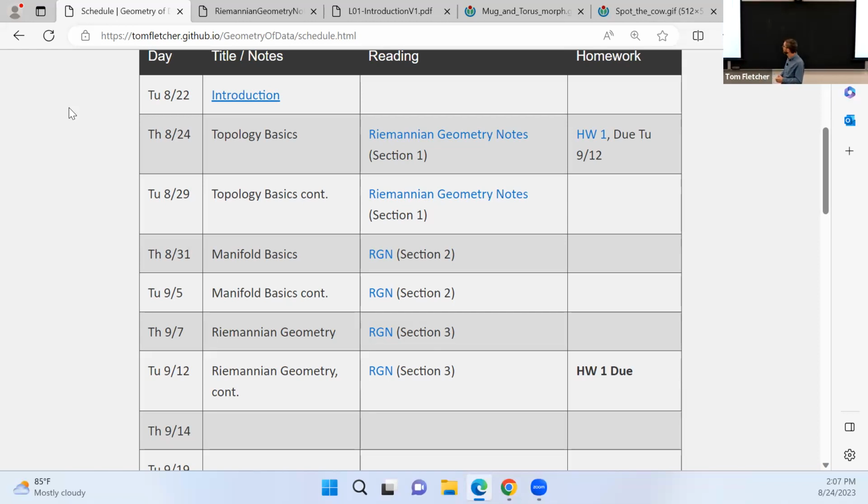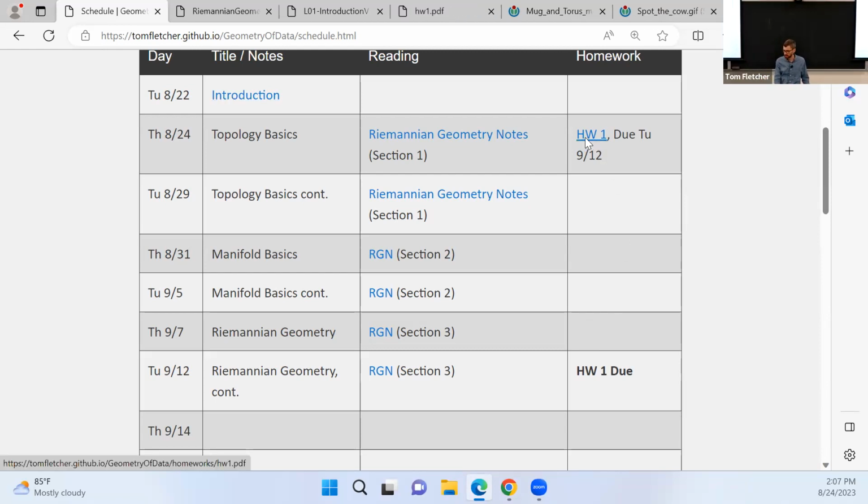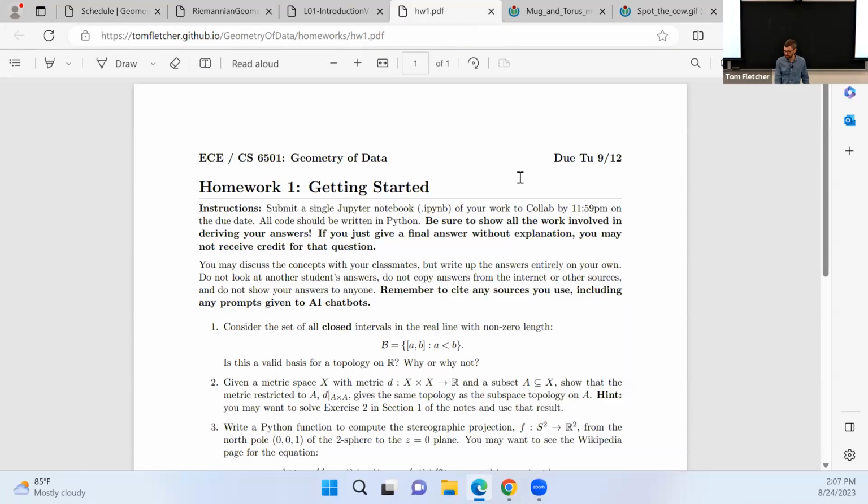The next thing to point out is that homework 1 is posted here today, and it's due in 2.5 weeks, I guess that is, on the 12th of September. And it'll be electronic through Canvas. I'll make a place you can turn it in there. Maybe we can take a quick look at it.